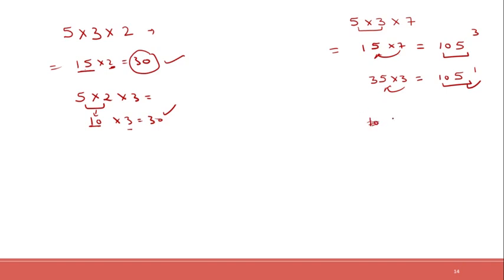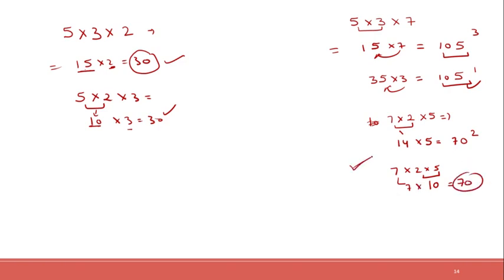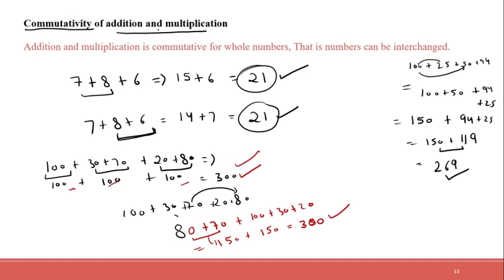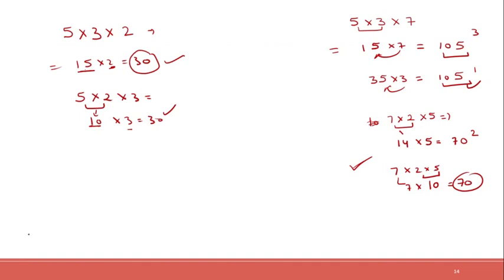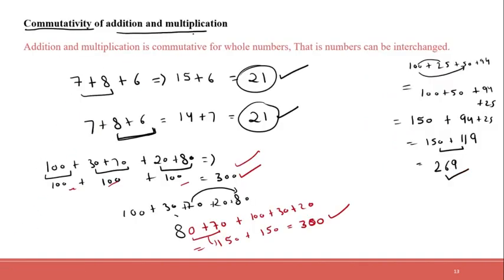Like, let's say it is written here 7 into 2 into 5. What you can do, either you can multiply these two first, 7 into 2, 14, and then multiply it with 5. 14 into 5, it is 5, 4, 20, 2 extra, 5 into 1, 5, and this 2, 70, right? But another way of doing it is this. Here, 5 into 2, 10, and then 7 into 10, it is very simple to do, right? So this is the use of commutativity, the property which says that commutativity of addition and multiplication means these numbers can be interchanged.